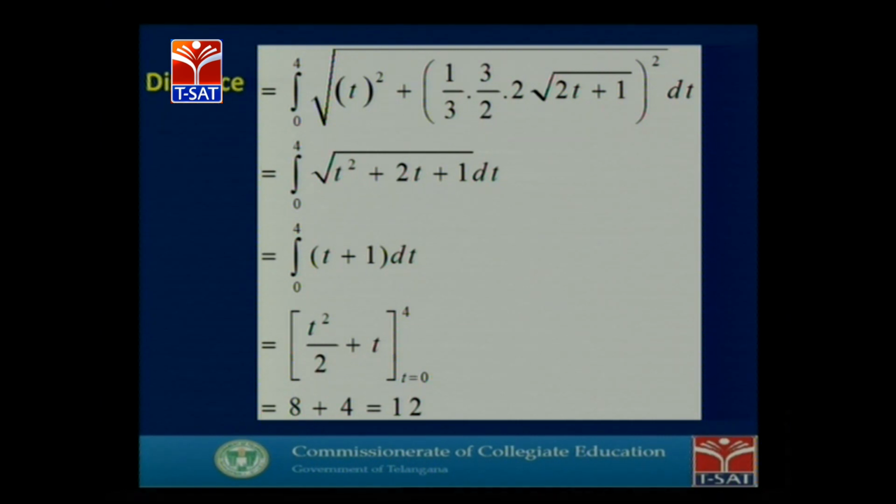So what are the limits? Limits are from 0 to 4. Now substitute the limits. t square, that is 4 square by 2, 8, and t is 4 at the upper limit. If t is 0, the lower t square is also 0 and t also 0, so the lower limit will be 0. So we are getting only the upper limit value, that is 8 plus 4, so 12. So that means arc length is nothing but 12. That means the distance travelled by particle P is nothing but 12 units.